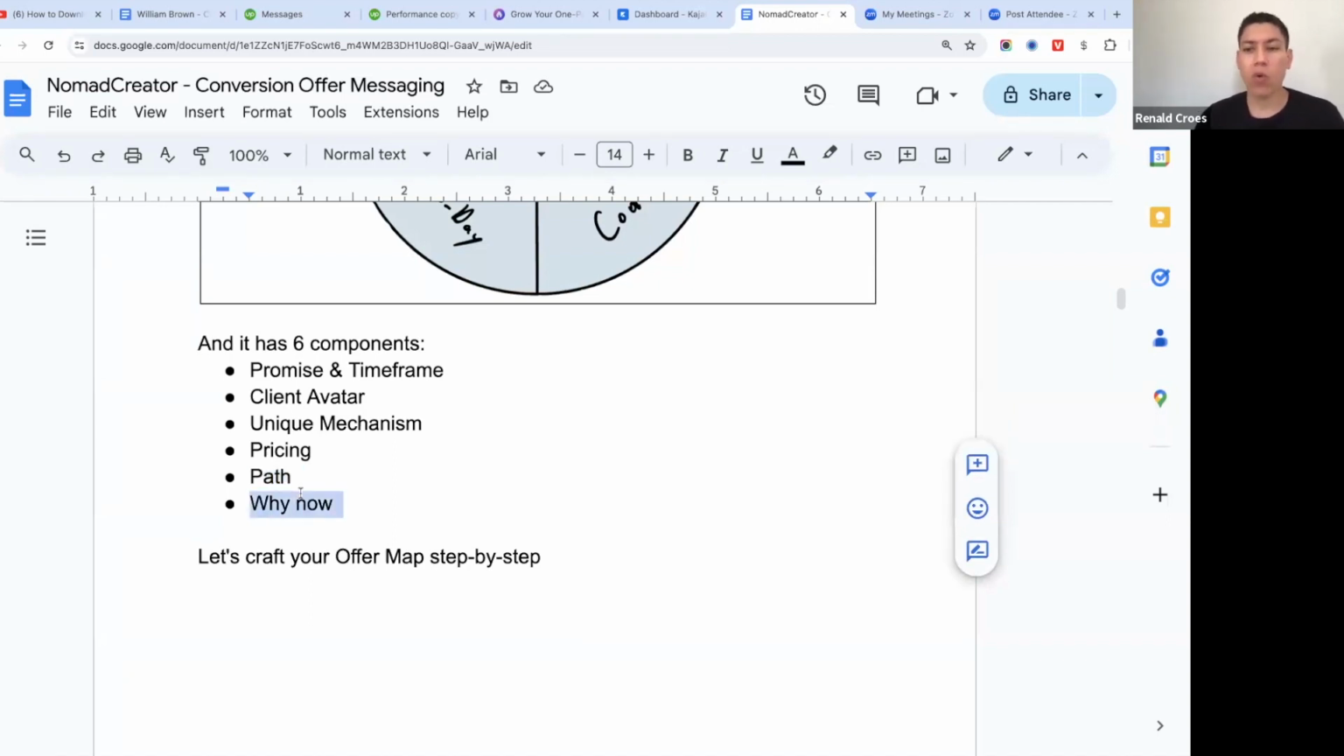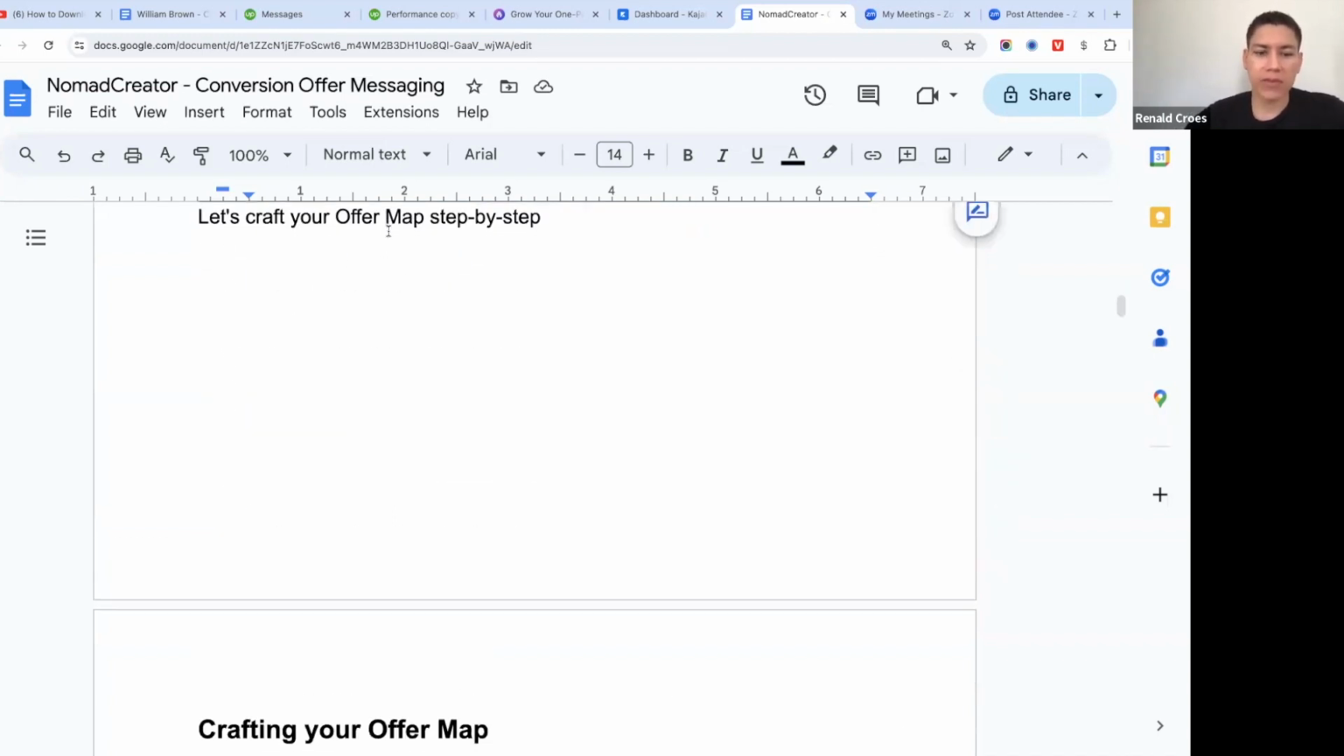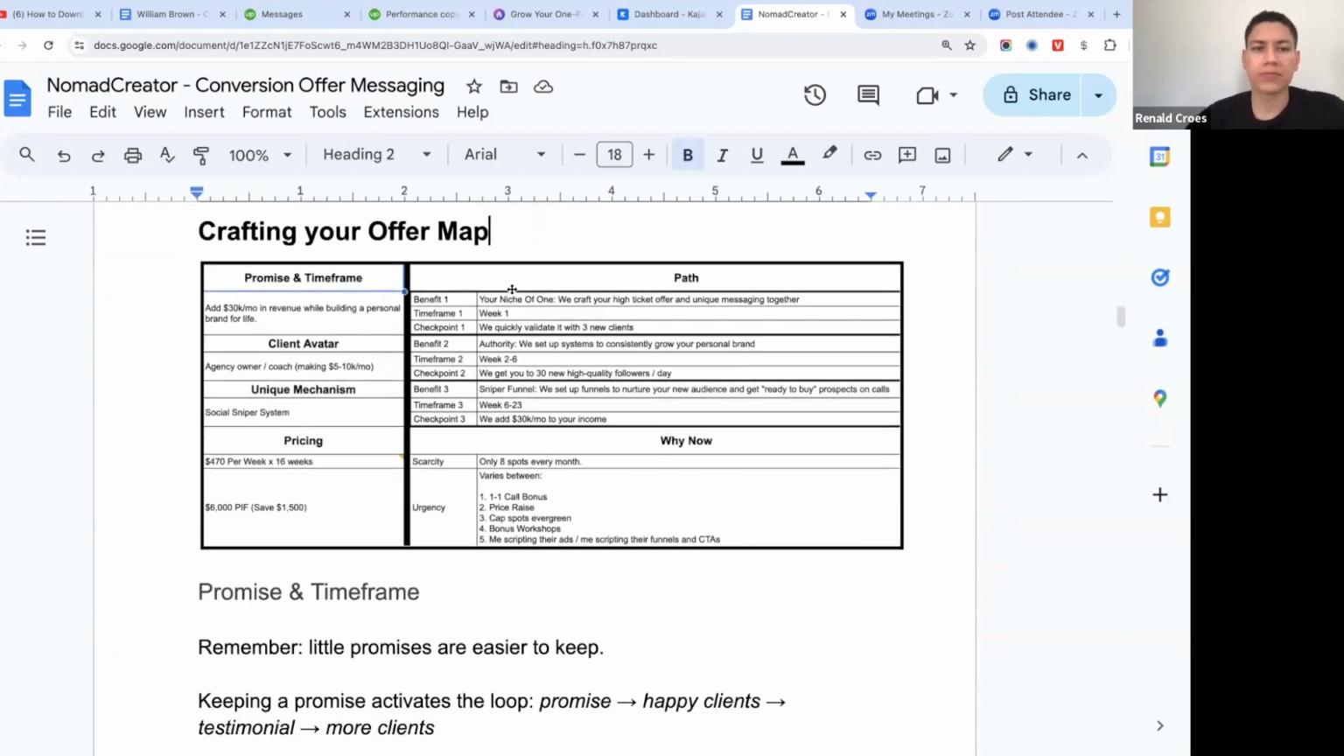And then why now? Why they need to act now? They need to act now because if they don't, they might be losing XYZ amount of money. They might be damaging their own health, etc. Okay, so you want to craft this step by step. I'm going to give you a glimpse of what it might look like from one of the competitors, and from here you can understand.